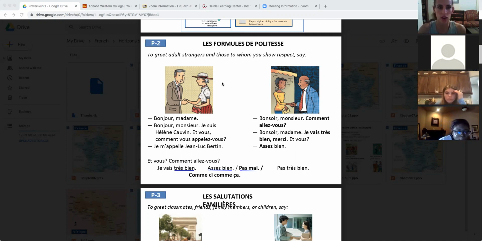Okay, and then we have "pas très bien," not very well, right here. And then this one here, "comme ci, comme ça." This is like, okay, so-so. So those are some of the examples of how you can respond.